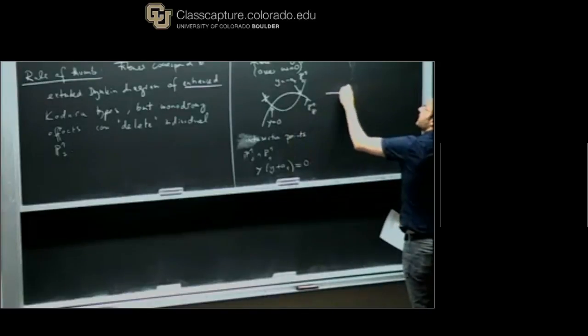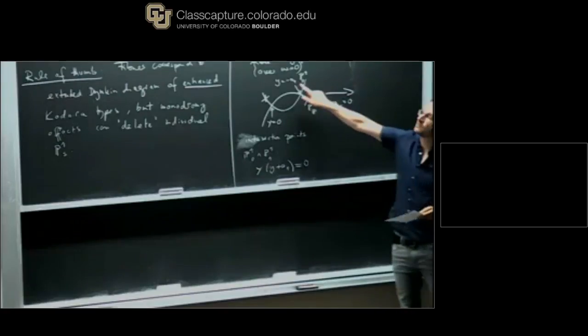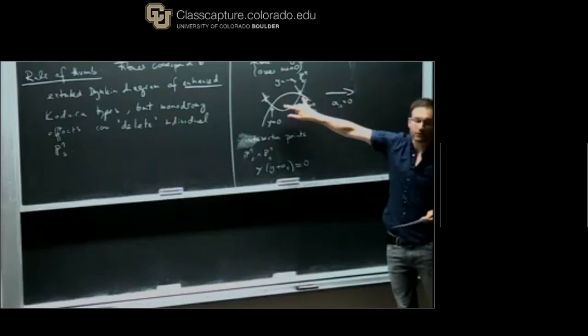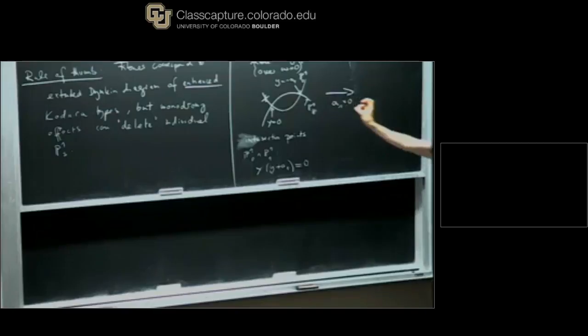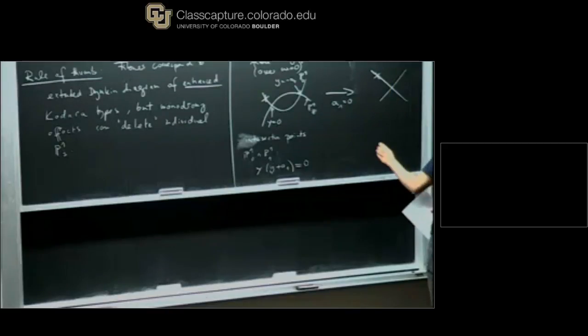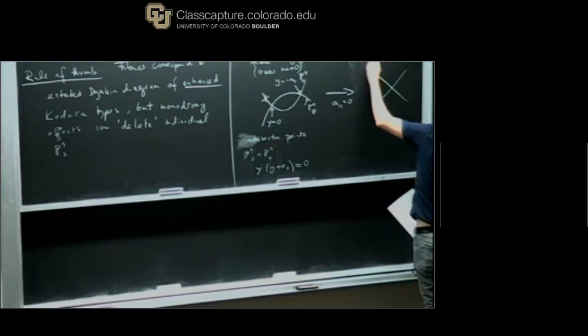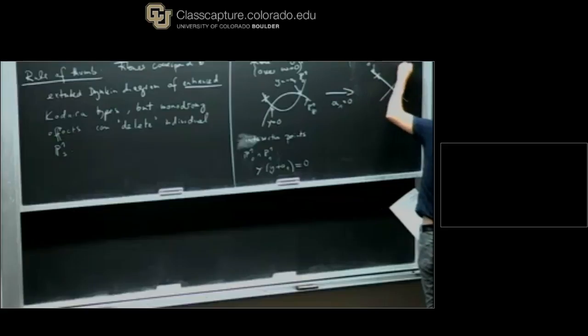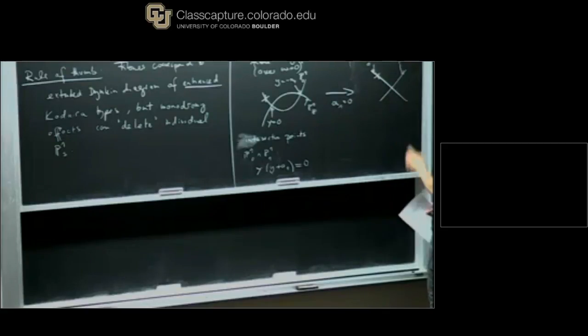And now it's clear what happens as we go to Ca. We set a1 equal to 0. So those two intersection points come together and form a double intersection point. So over Ca, the fiber looks like this. This is P1,0. This is P1,1. Those two points now form a double point.